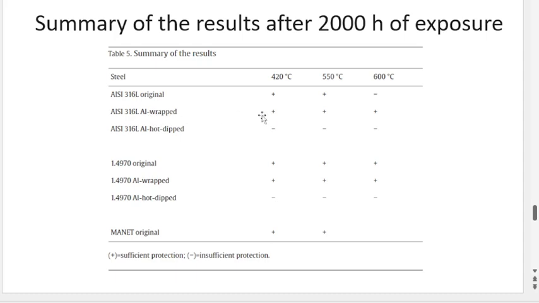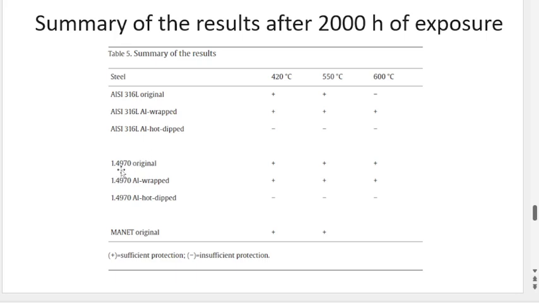Using aluminum wrap, all conditions are sufficiently protected. However, at aluminum hot dip, all the conditions show insufficient protection.